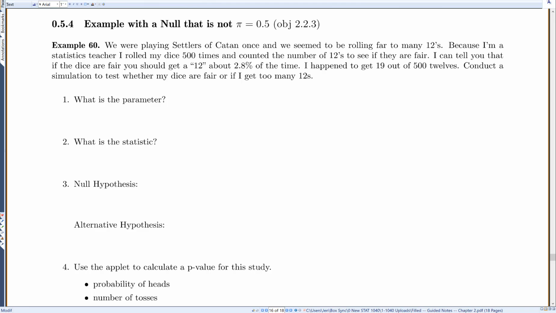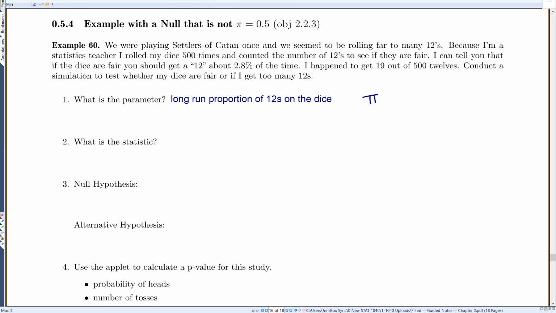So first, what is the parameter? You'll notice that in every example we ask you different questions. This is to prepare you for the test. Sometimes they'll ask you specific questions, and other times they'll ask you different questions, but you want to be comfortable with all of it. So what is the parameter? It would be the long run proportion of 12s on the dice. And we don't know what it is. If we didn't know, we could call it pi.